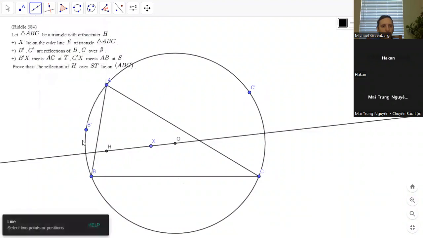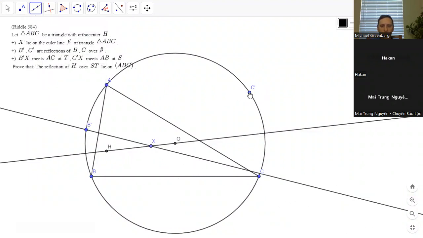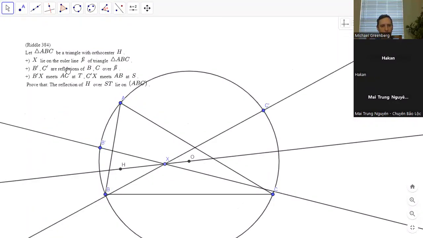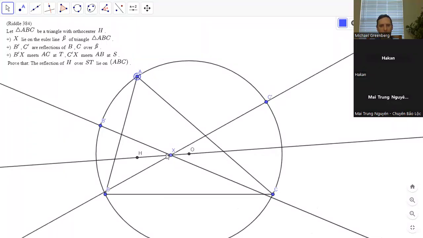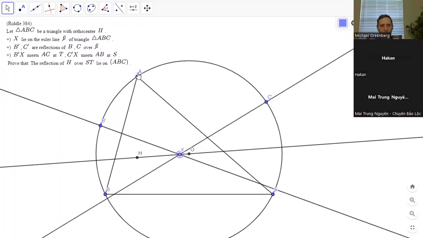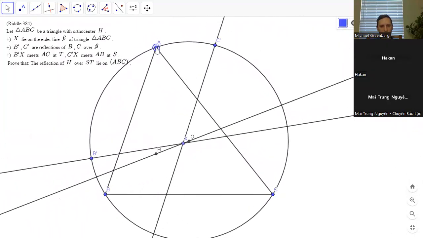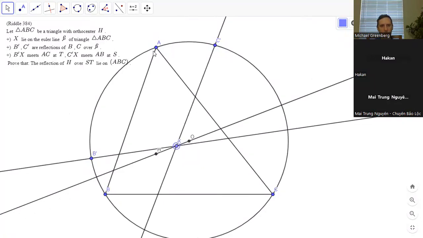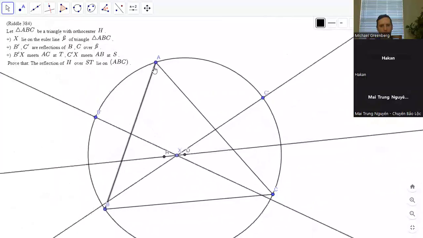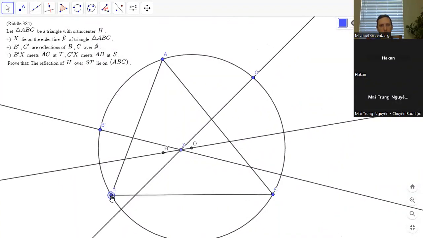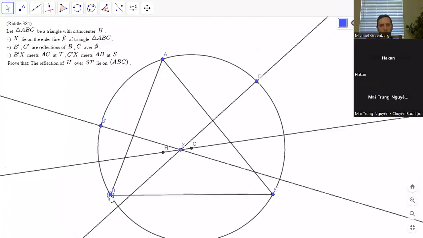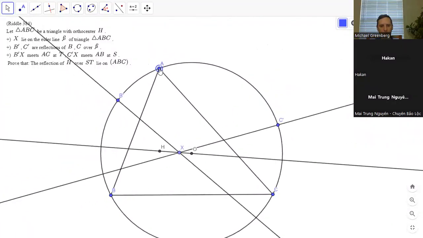B prime X. So we see, where does B prime X meet AC, and where does C prime X meet AB? Let's see if I can also make that look better. Yeah, I want to make them both intersect the sides. So let's see. There's a good way to do that. It's going to be tricky. I'm not even sure if it's possible, but I'm going to try it. It might just be impossible, but it's worth trying.